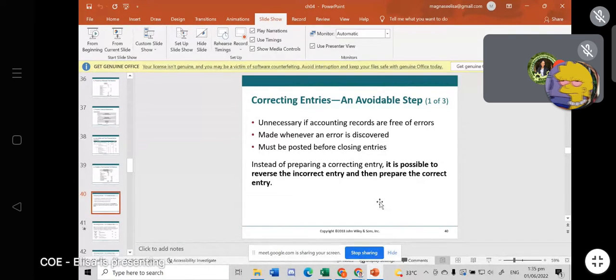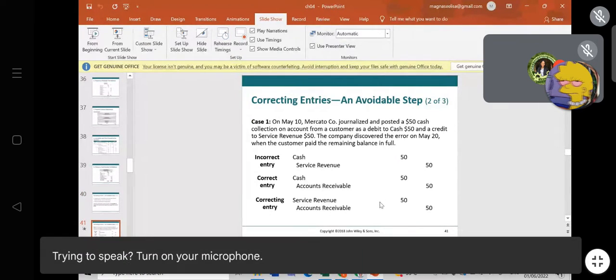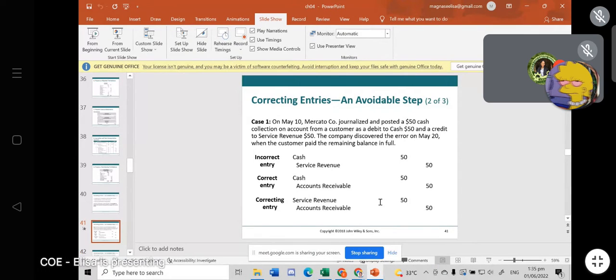Because once you close, it's a long process, no? It will be very tedious. Just imagine the number of activities you would have to go back to. So these are different scenarios in preparing a correcting entry.